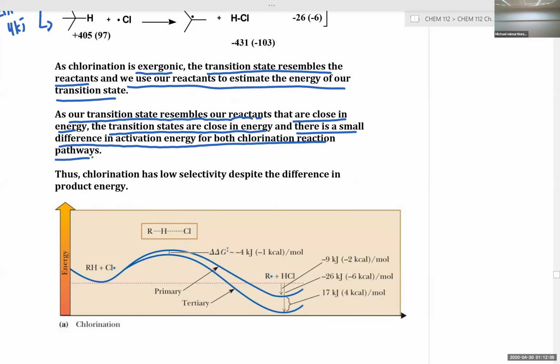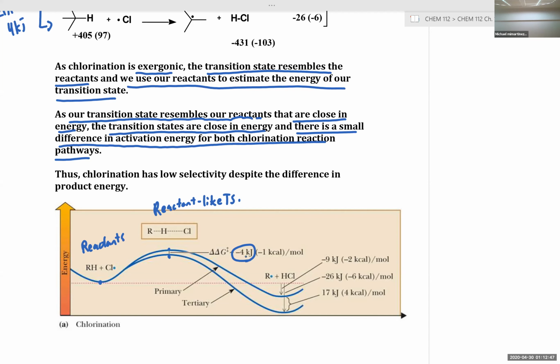So if we're looking at our reactants, we're dealing with functionally the exact same species. We're dealing with an alkane and a chlorine radical. So if we compare our two transition states, so this is a reactant-like transition state, there's going to be a relatively small difference in energy between our transition states, which is around 4 kilojoules, similar to our difference between our reactants that we calculated.